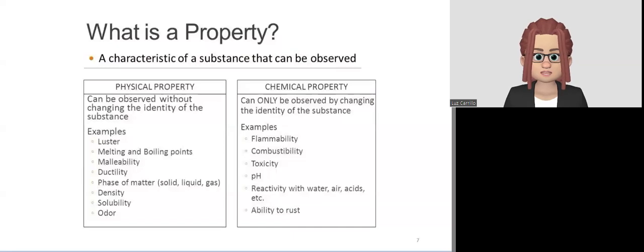We are first going to look into what is a physical property. Physical properties are going to be characteristics that can be observed without changing the identity of the substance. Some examples of physical properties include luster, and this looks at if a substance is shiny or not. Melting point and boiling points, these are transitions of the states of matter, and we are going to look at them in more detail in a few moments.